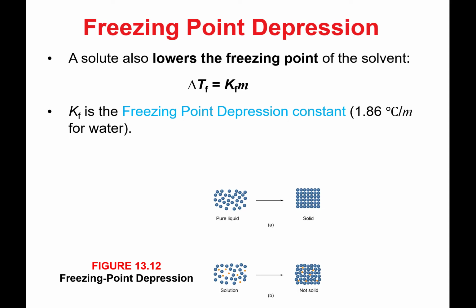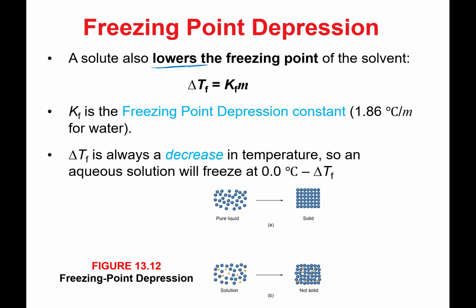Now, the other thing to keep in mind is that the freezing point is always lowered. It's never increased. So a solute increases the boiling point, but it decreases the freezing point of a solution. To calculate the freezing point of a solution, you have to take the freezing point of the pure liquid, but in this case, you're going to subtract the delta TF that you calculate, because again, delta TF is always a lowering. Now, for example, since water freezes at 0 Celsius, the freezing point of an aqueous solution is always going to be 0 minus the delta TF. In other words, the freezing point of an aqueous solution is just the negative of the delta TF.